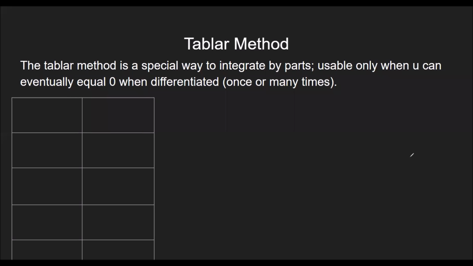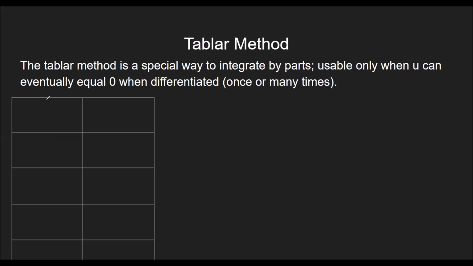Now, it can be a little difficult to remember that u dv is equal to uv minus v du, which is why sometimes we use the tabular method. The tabular method is essentially a special way to integrate by parts. You can use it if the variable u will eventually equal 0 when it is differentiated enough times. Of course, that is meaningless to you because I haven't given you an example yet, so let's do that.